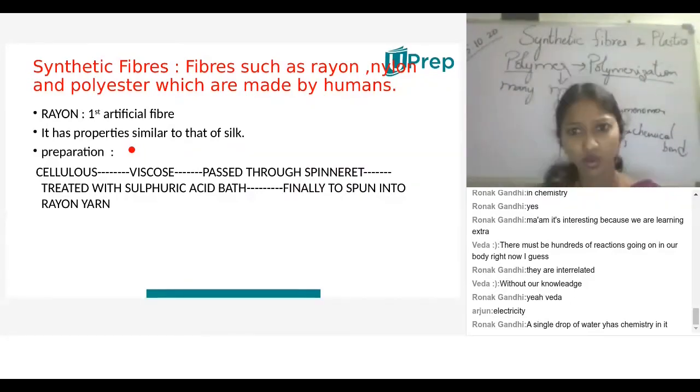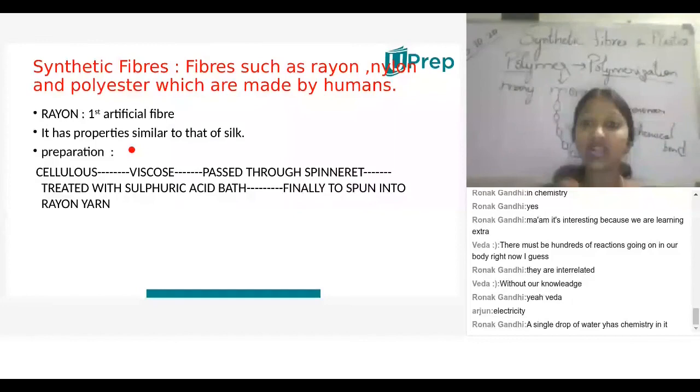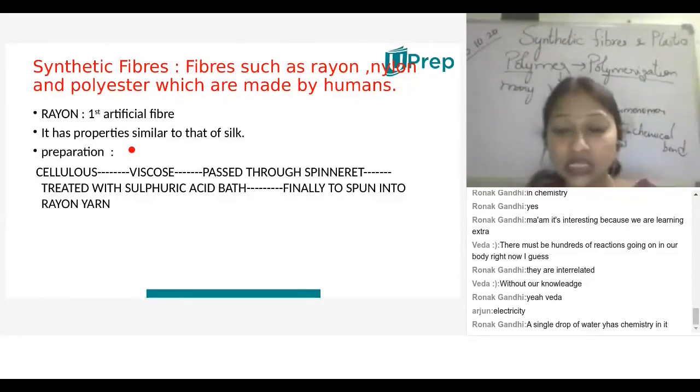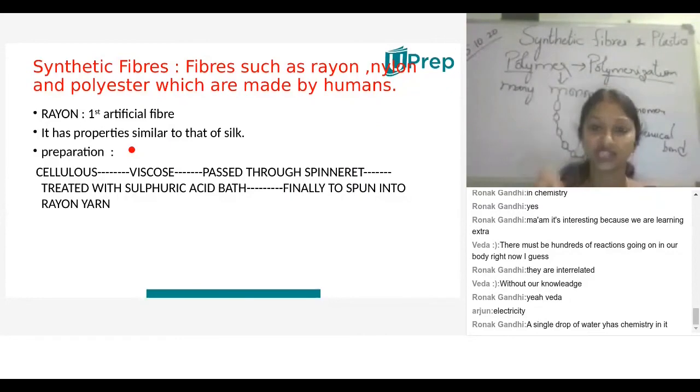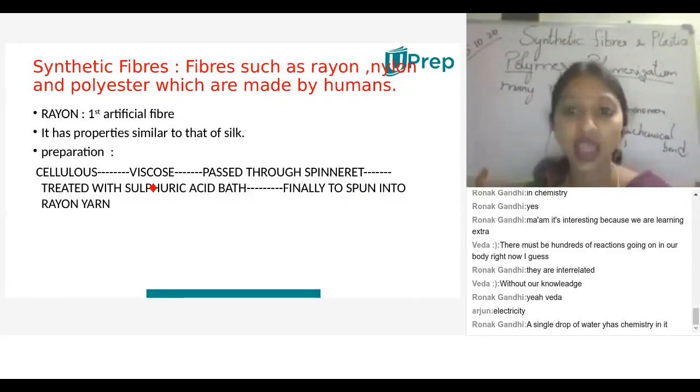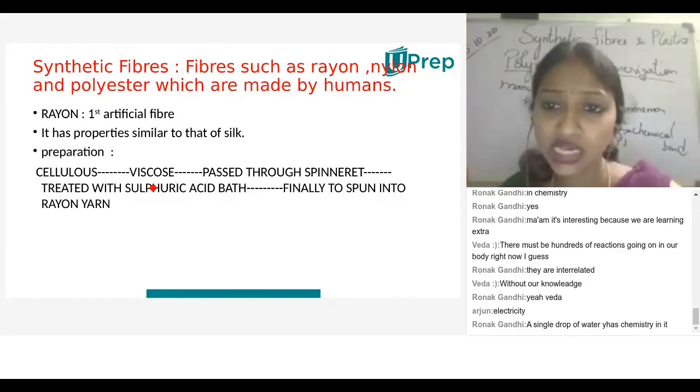They'll take the raw wood pulp. Not even extracting, that wood pulp itself consists of cellulose. Cellulose will be treated with different kinds of chemicals, like sodium hydroxide, which we call alkalization. That is a different process. It will undergo treatment with different chemicals and it converts into viscose. Viscose is a thick liquid which resembles honey. Have you seen honey?